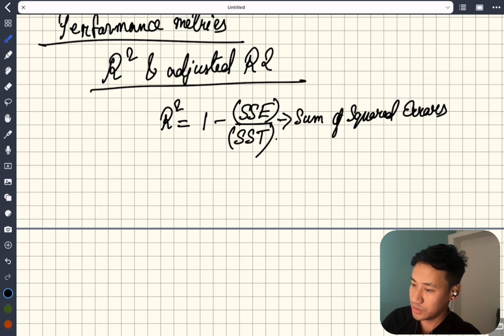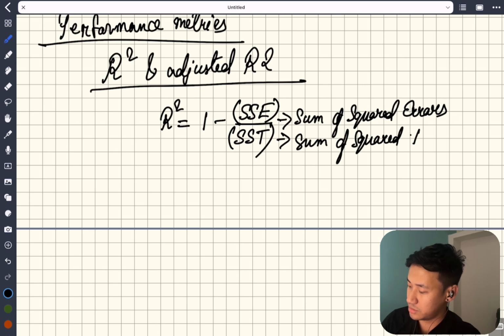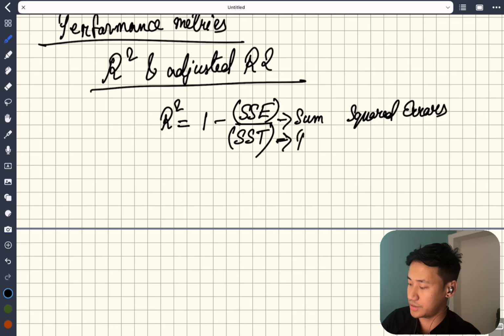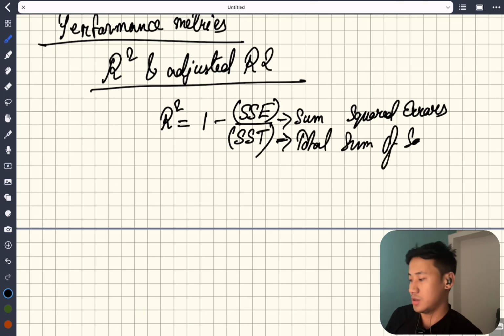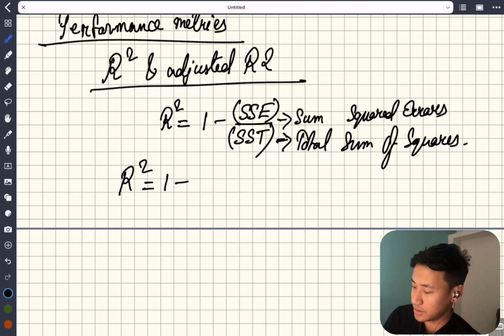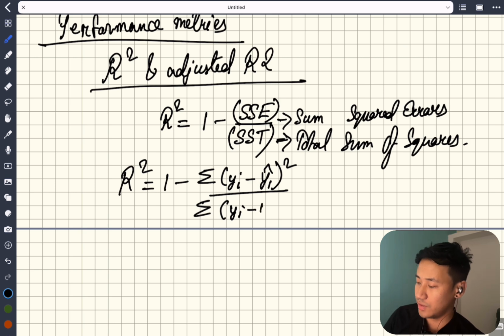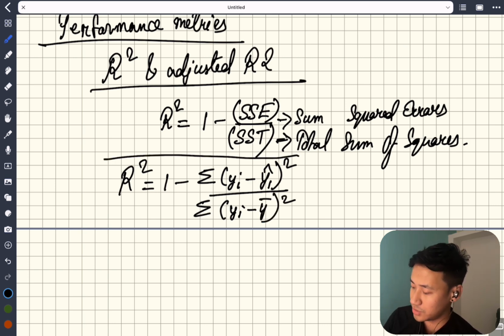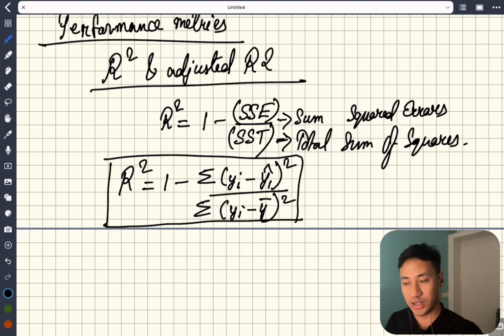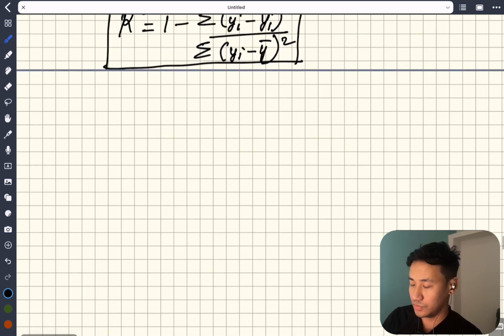Next is SST, the total sum of squares. So what are SSE and SST? SSE is nothing but the summation of yi minus y cap square, and here SST is the summation of yi minus y dash square. We will look at exactly what this is, and by using this formula we will try to find out how correct our model is. All right, so this is our formula. Let's take an example.